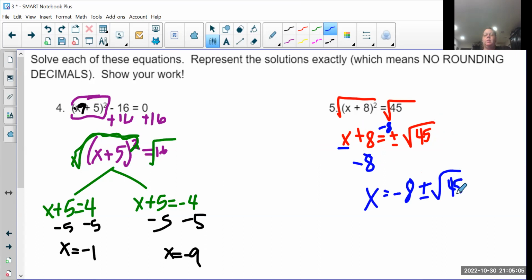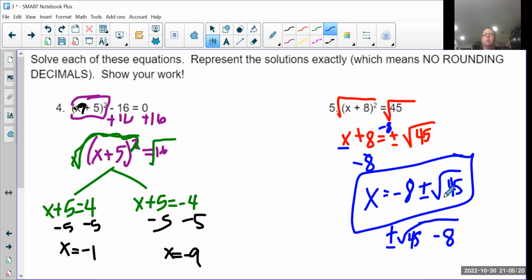Now, if you write plus or minus the square root of 45 minus 8, it's technically not wrong as long as you're careful and this doesn't go over this. So that's why it's just safer to do it this way. There's no chance that your square root will go over your -8 if it's in front of it. Right, so we don't want this to happen because that is technically wrong. All right, so that's it for 2, 3, 4, and 5.